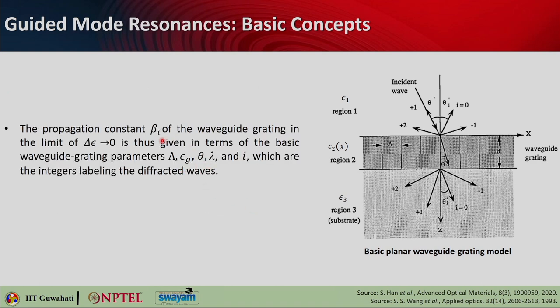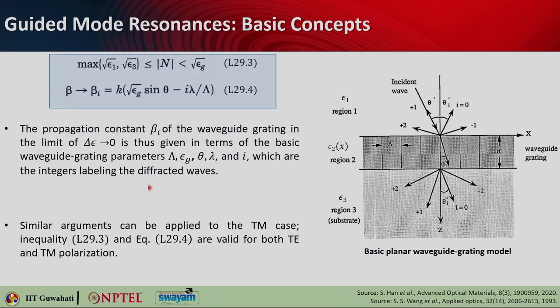Now the propagation constant beta_i of the waveguiding, in the limit that delta epsilon is 0 or tending to 0, is thus given in terms of the basic waveguide grating parameters, that is capital lambda, epsilon g, theta, lambda, i, and all these things. So this is how you can see these two equations. You can put the same arguments here for the TM case, and you will see that these conditions are valid for both TE and TM polarization.